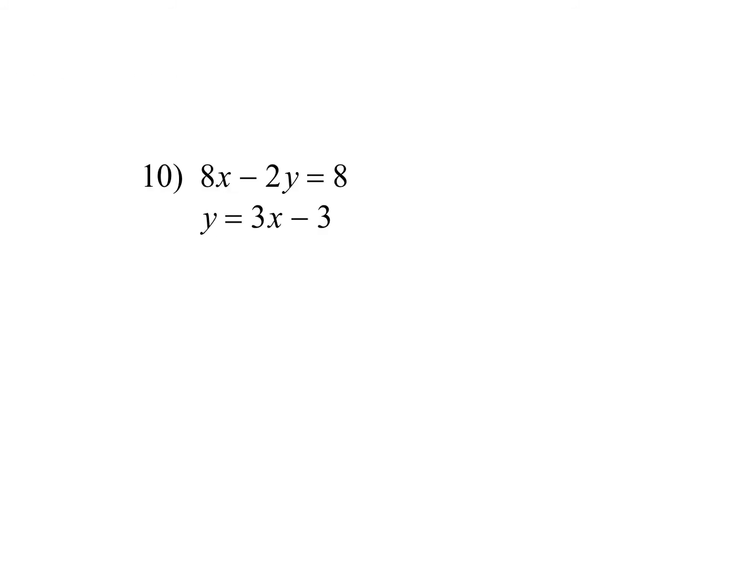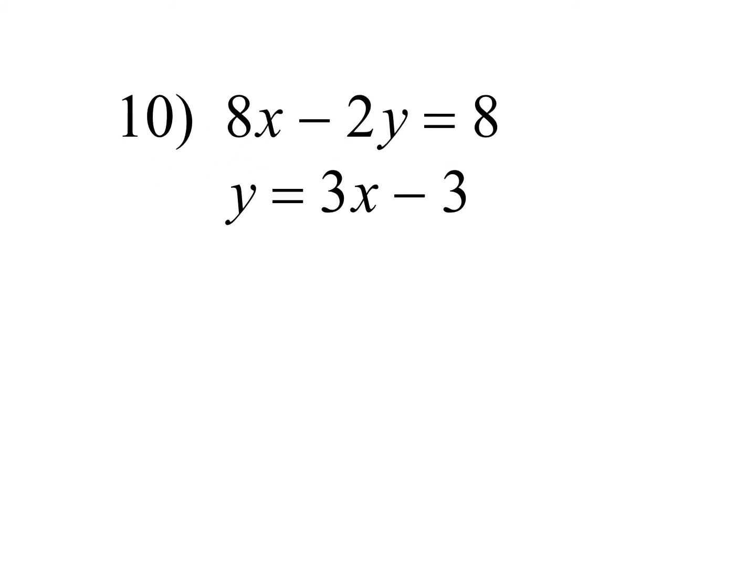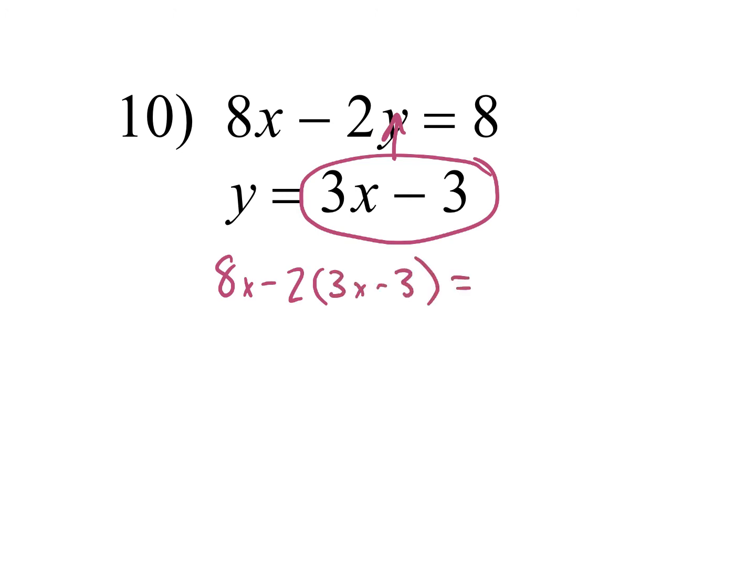Let's do number 10. Do I have a variable that's isolated? Yep, I have y is equal to this. So what do I do with this? Plug it in for y. So I have 8x minus 2. Whenever you plug it in, you want to plug it in parentheses. So 3x minus 3 is equal to 8. What should I do next?